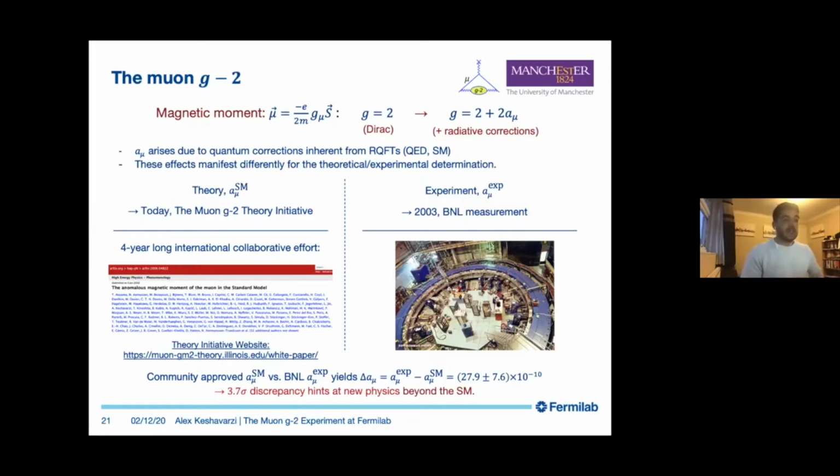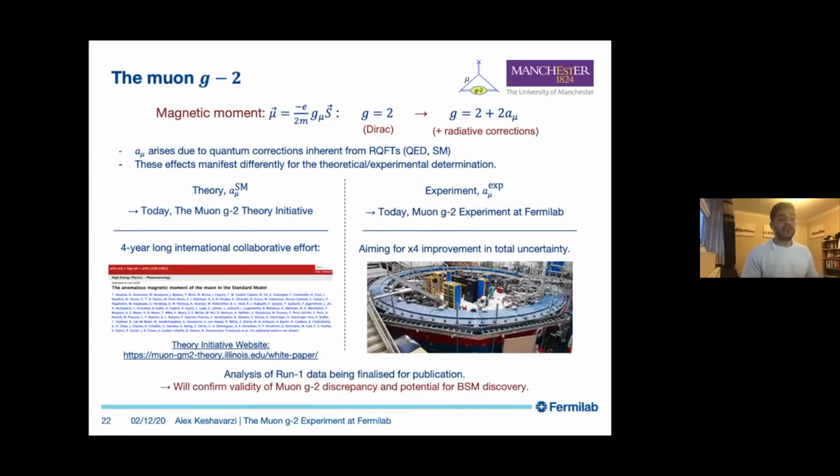So what we're trying to do now at Fermilab is to remeasure that value, but 4 times as precisely as the BNL measurement, so that when we compare those two numbers with that increased precision, we can say definitively whether there are beyond the standard model contributions to the anomalous magnetic moment. And if that was to be the case, that would be the first confirmation of beyond the standard model physics from experiments around the world so far.